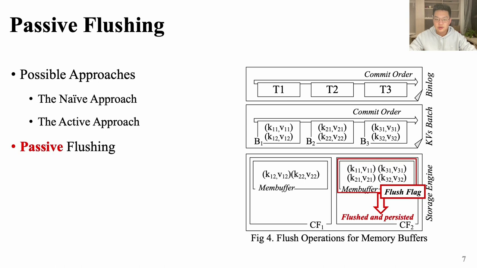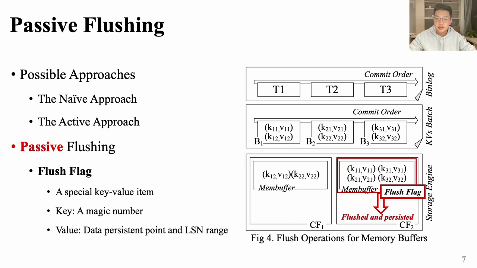In this way, we can use a flush flag to keep track of the latest transaction and its KV items that are persistent in storage during the flush operation, from which we can derive the safe point for data persistence during recovery. Flush flag is a special key value item. Its key is a randomly selected magic number. Its value contains the data persistence information, such as the critical data persistence point, the range of the logical sequence number, etc. We can store and retrieve a flush flag just like any key value item. In this example, the flush flag records that the data persistence point of column family 2 is at transaction 3.